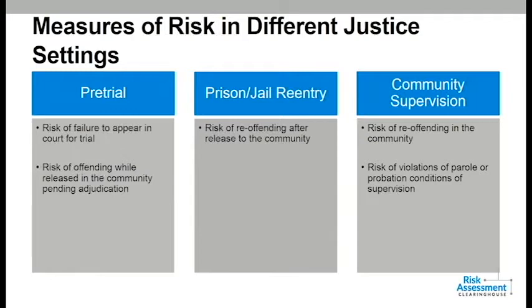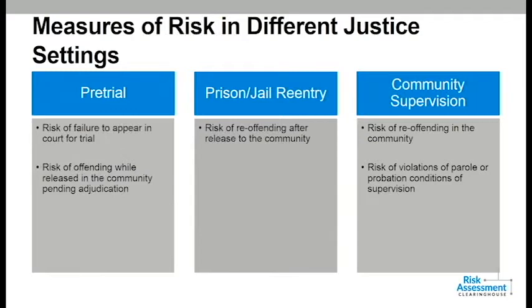For example, when considering whether a defendant should be detained or released at the pretrial stage, the relevant risk considerations are how likely the person is to appear in court and how likely they are to commit a crime while in the community pending conclusion of their case. By contrast, when engaging in decisions around release from incarceration or placement on community supervision, the relevant considerations are primarily reoffending in the community. Many risk assessment tools are developed and tested for specific types of justice decisions tied to different stages in the justice process.